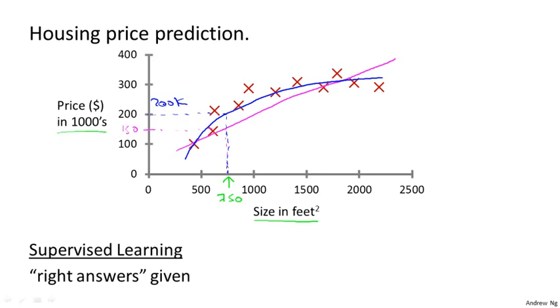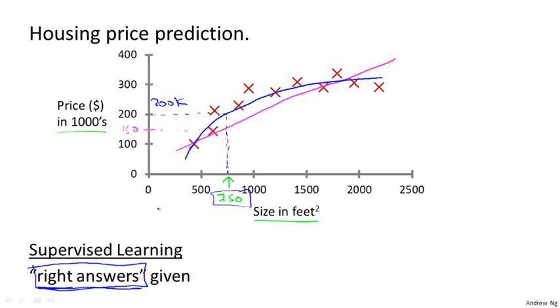The term supervised learning refers to the fact that we gave the algorithm a data set in which the, quote, right answers were given. That is, we gave it a data set of houses in which for every example in this data set, we told it what the actual price was that that house sold for. And the task of the algorithm was to just produce more of these right answers, such as for this new house that your friend may be trying to sell.